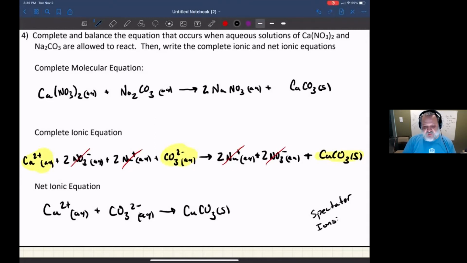Okay, well, what are the spectator ions? Spectator ions are the things that you crossed out. So sodium ion and nitrate ion.